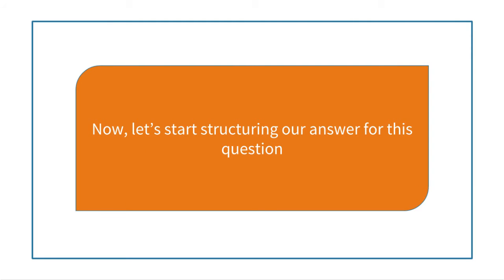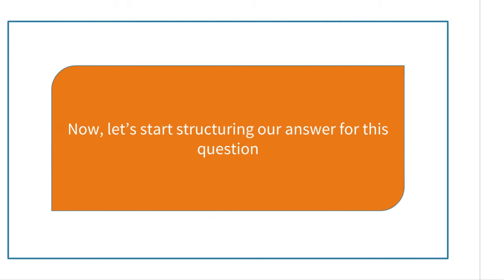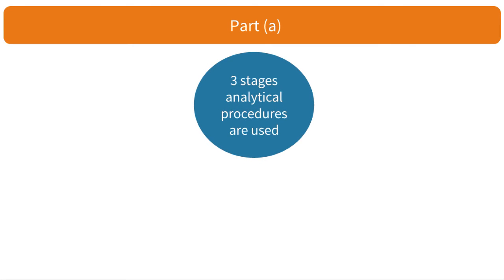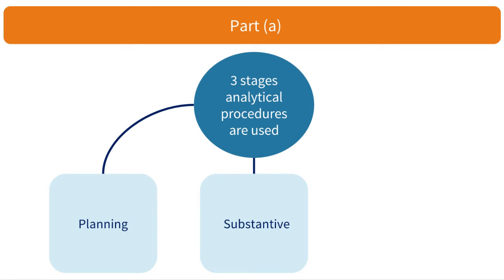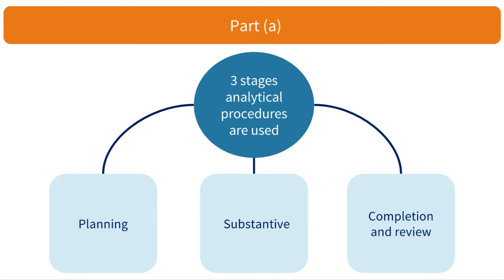If any of these elements are not familiar to you, it may be worth going back over your notes on these areas before coming back to the video. If you're ready, let's begin structuring the answer. Part A expects an explanation of the 3 stages analytical procedures are used by the auditor. We are told from the auditing standards that analytical procedures should be used at planning, substantive, and completion and review stages of the audit.